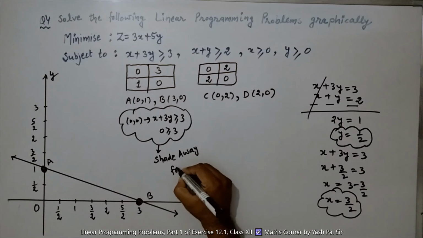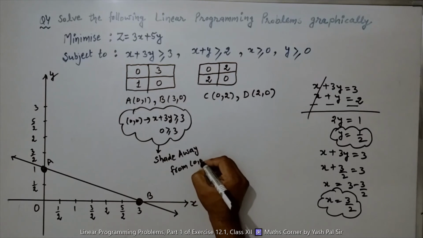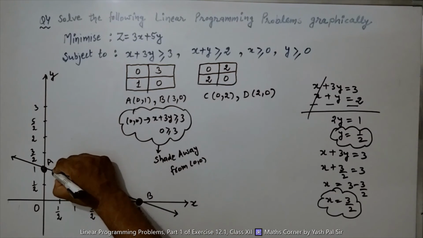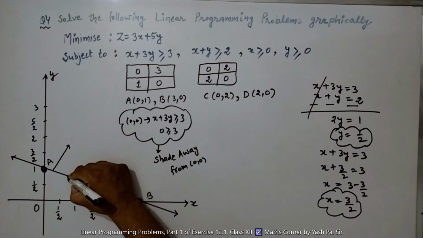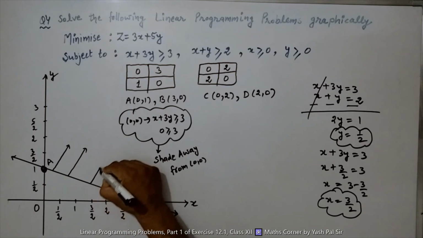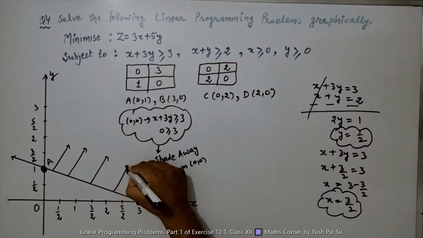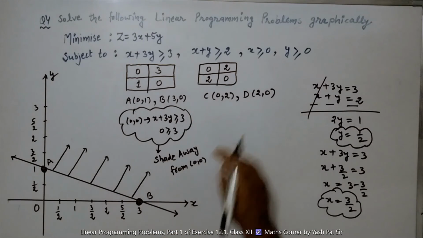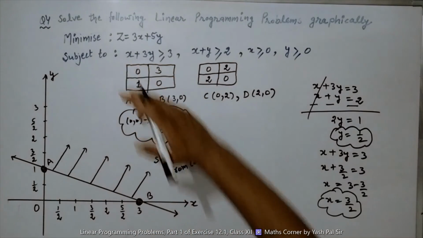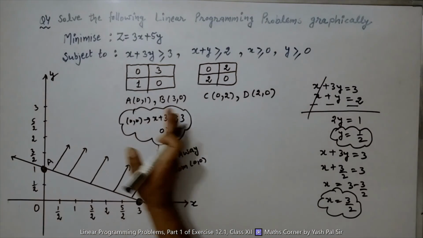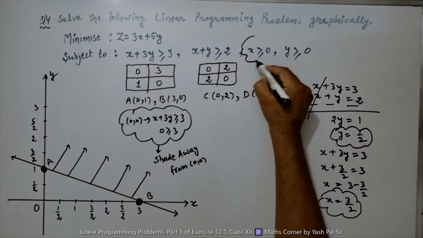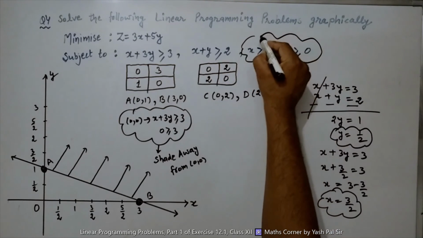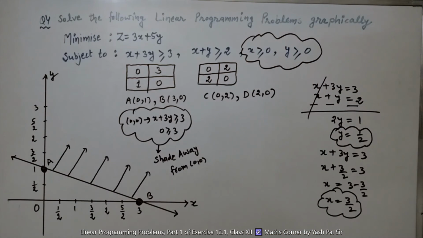away from 0, 0. That means upward. This side we have to shade. Right? We are going to shade only above the x-axis and right side of y-axis because of these two constraints.